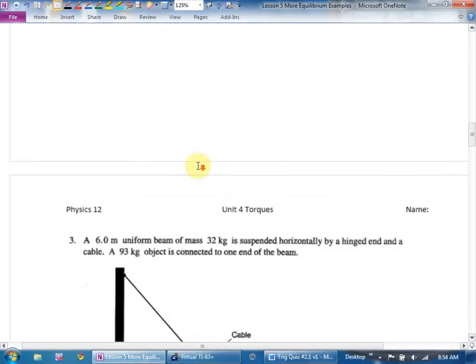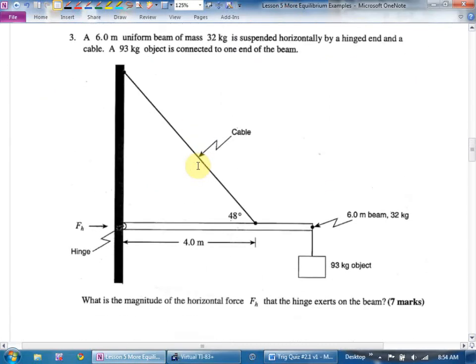Turn the page. I like number three. Number three is a nice question.